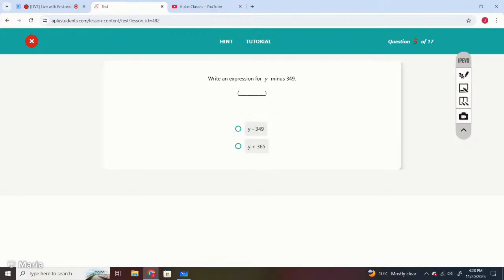Write an expression for y minus 349. So, which is the correct option? That is option number 1 is the correct option.